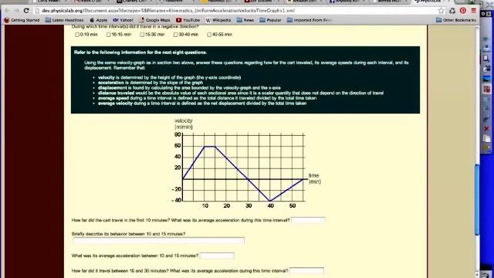Displacement, we haven't talked about this before. Displacement is found by calculating the area bounded by or under the velocity-time graph and the x-axis. Displacement is found by calculating the area bounded by the velocity graph and the x-axis.